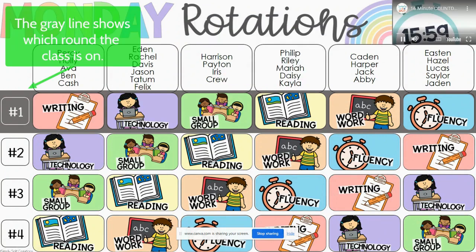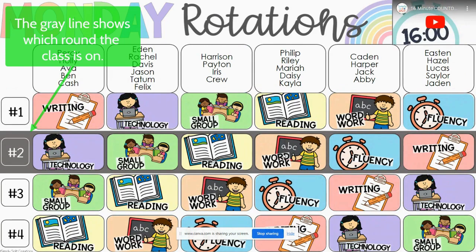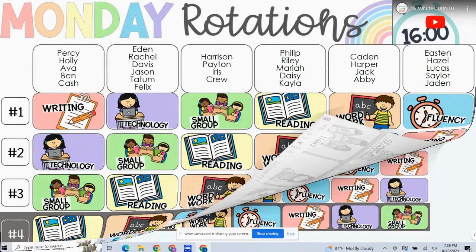And this is what they all look like together. When you're in present mode, there's that gray arrow that shows which rotation you are on, and you can start the timer from each rotation.